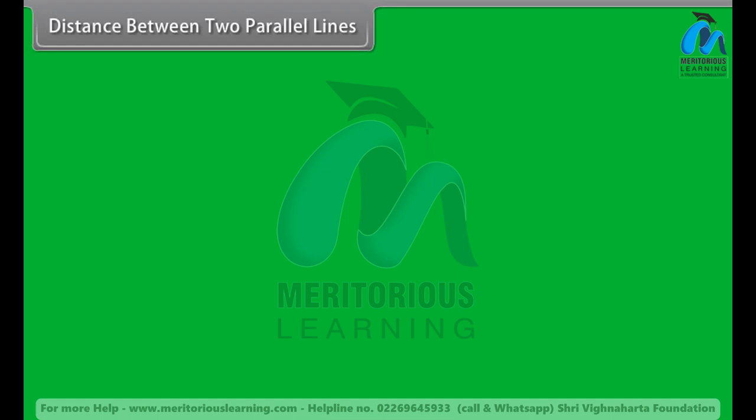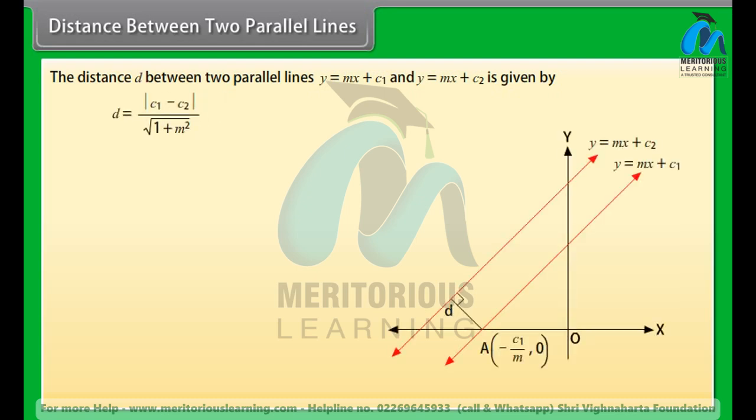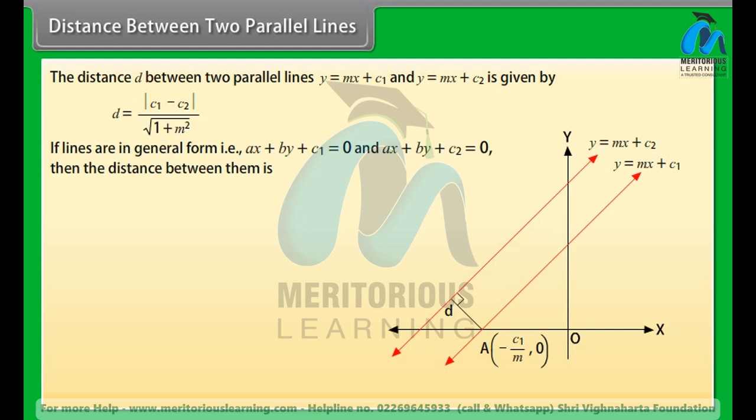Distance between two parallel lines. The distance d between two parallel lines, y = mx + c1 and y = mx + c2, is given by d = |c1 - c2| / square root of (1 + m square). If the lines are in general form, that is ax + by + c1 = 0 and ax + by + c2 = 0, then the distance between them is d = |c1 - c2| / square root of (a square + b square).